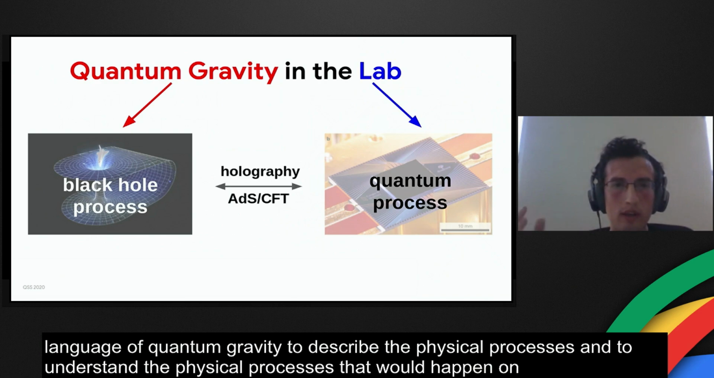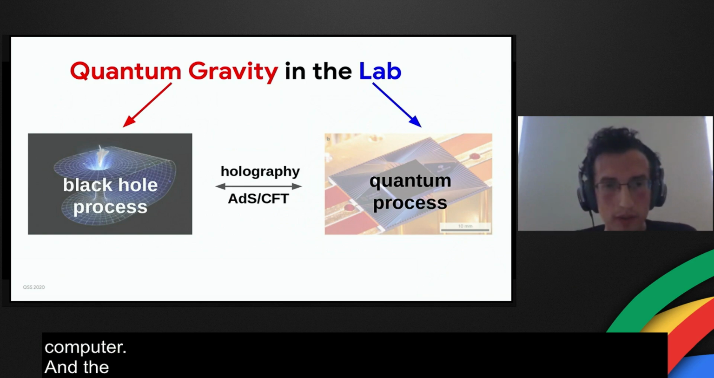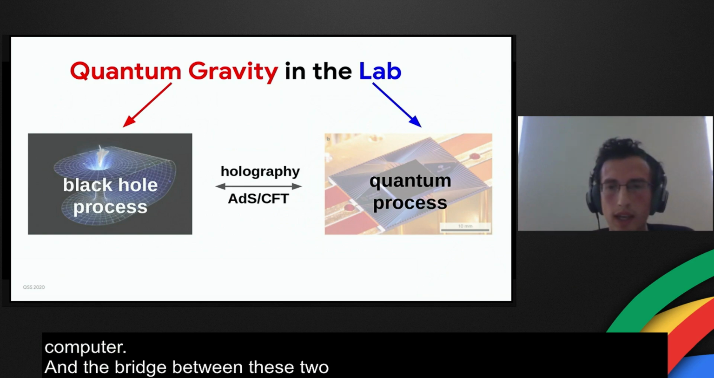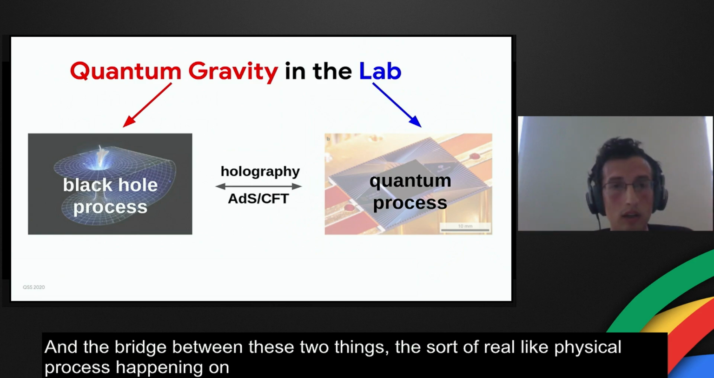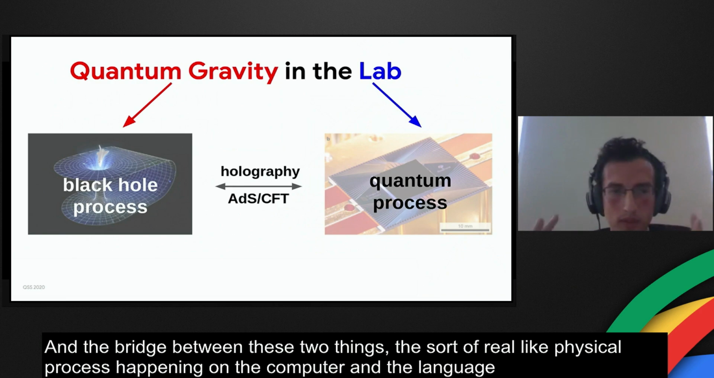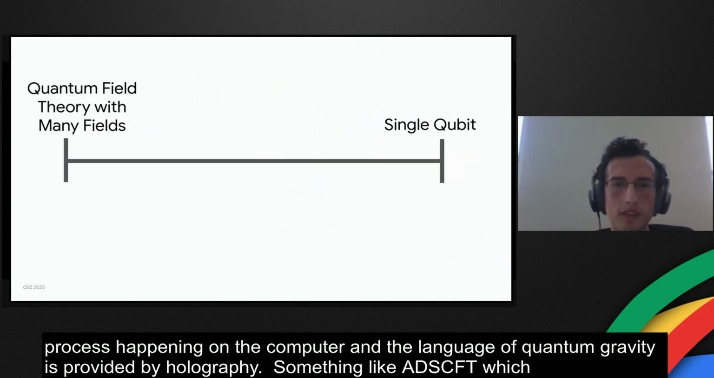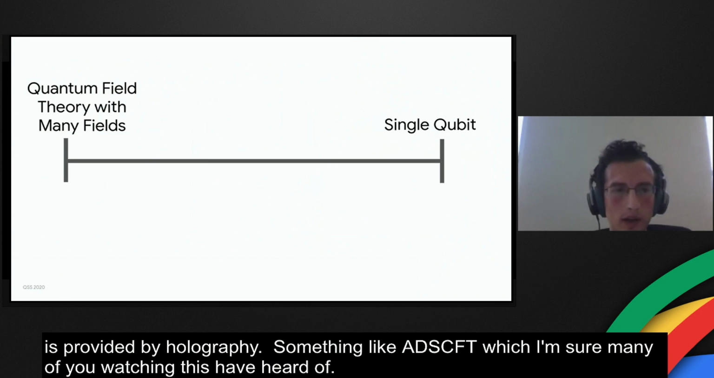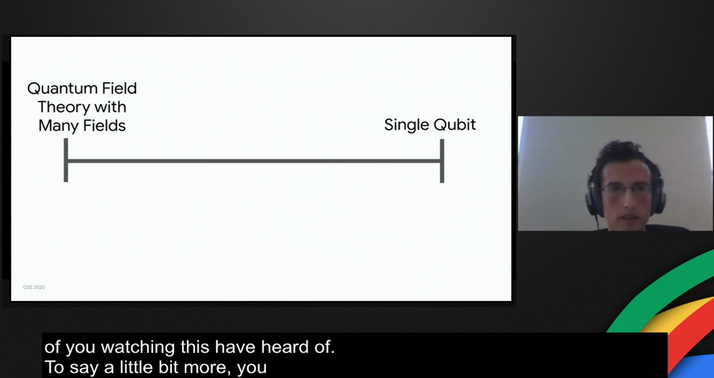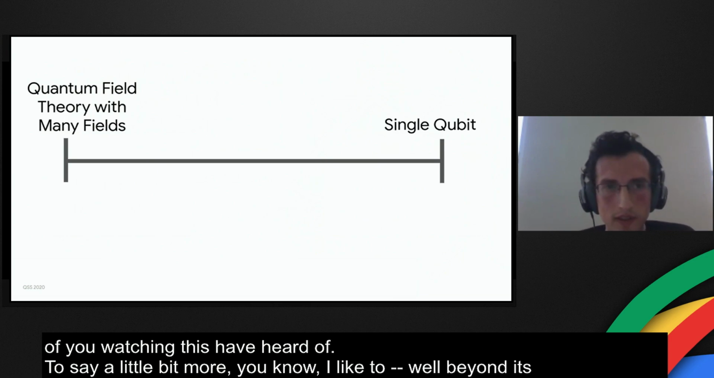And the bridge between these two things, the real-life physical process happening on the quantum computer and the gravitational description, the language of quantum gravity, is provided by holography, or more specifically, something like AdS/CFT, which I'm sure many of you watching have heard of. I like to evangelize the quantum gravity and holography point of view beyond its original, most well-known instantiation in AdS/CFT.